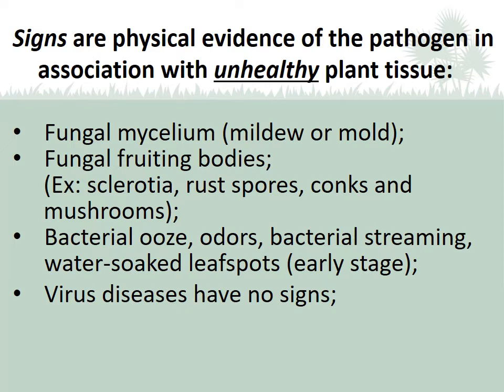Next we can look at bacterial ooze or odors, bacterial streaming or water-soaked leaf spots in the early stages of bacterial infection. These are all signs of a given infection, whereas viral diseases don't have signs, they only have symptoms. So if you notice that we are having issues with a particular landscape plant or in a particular field, and you don't notice any signs, it's very possible that it's a virus because these don't have any particular signs to identify them by. However, fungal and bacterial diseases do.